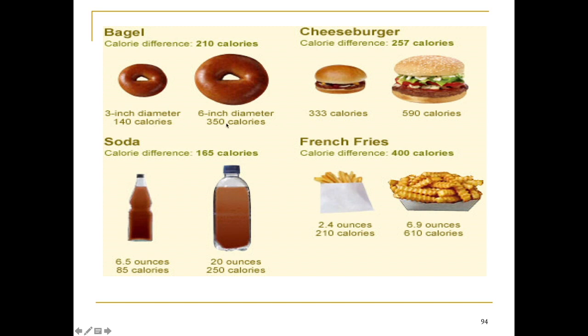A 3-inch bagel has 140 calories. A 6-inch bagel has 350 calories. A small hamburger has 333 calories. A large hamburger has 600. Small French fries has 210 calories. A large French fry has 610 calories. And 6.5 ounces of soda has 85 calories, but a 20-ounce bottle has 250.